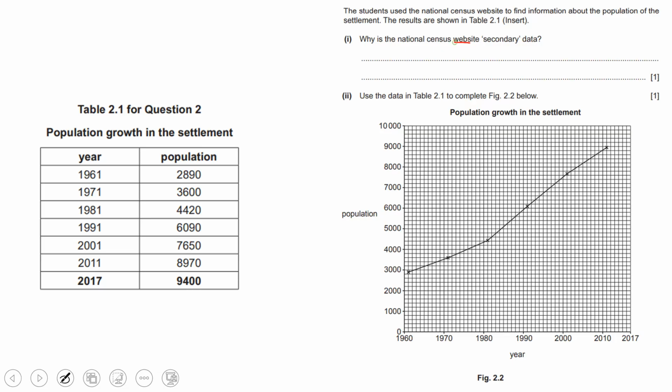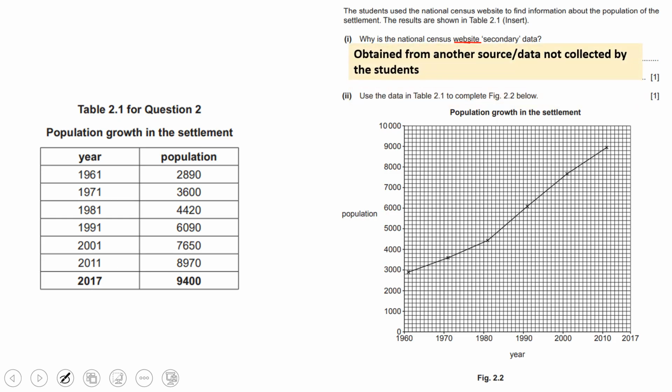They've also told us website secondary data. Secondary data is because it is not gotten by the student. It is gotten from other sources. That makes it secondary data. Now, the next question here is for us to use the data on table 2.1 to complete this figure 2.2.